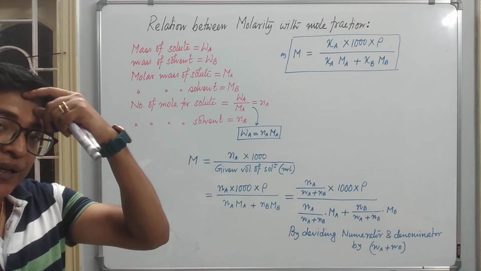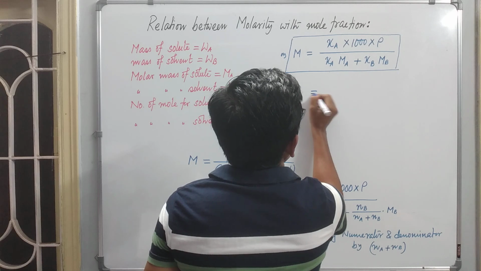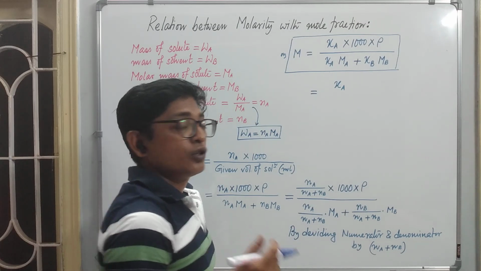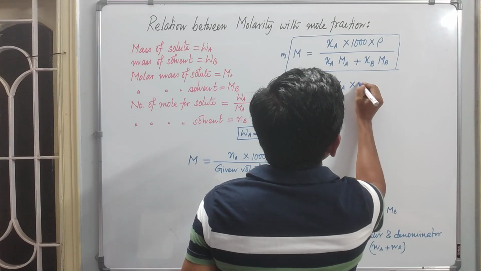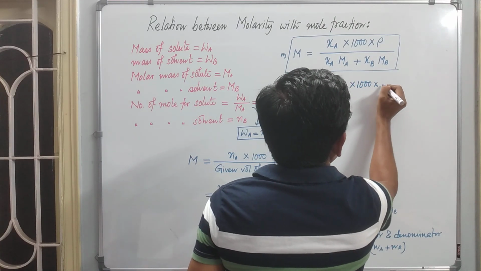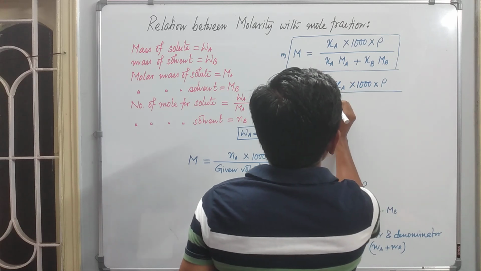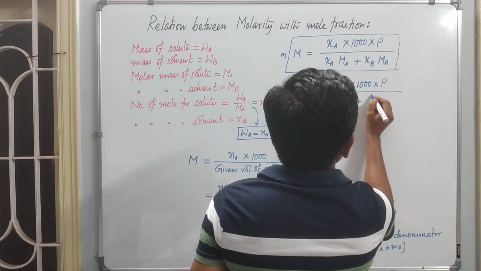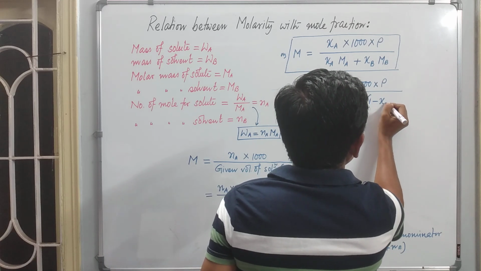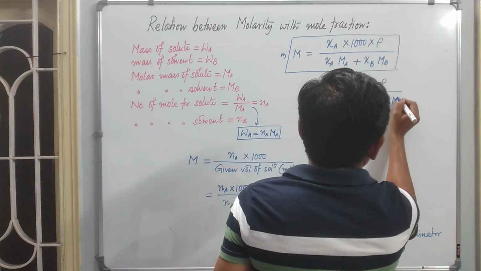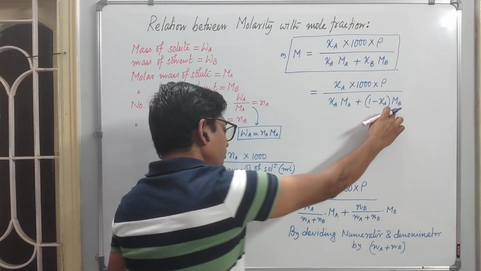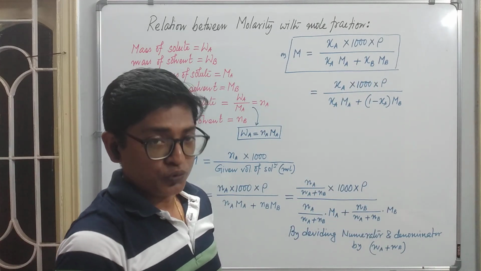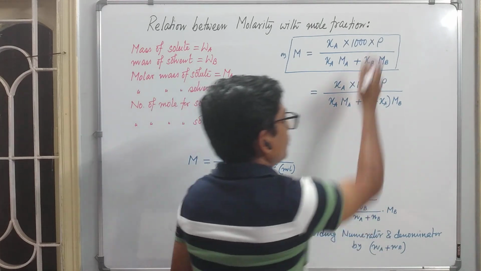If you want to simplify it a little bit, I want to get this in terms of the mole fraction of solute. Then what I can do, I can write it like this: mole fraction of A multiplied by Ma plus mole fraction of B, that can be written as 1 minus mole fraction of A. So now here you can see only we have the molar mass of the solvent, other things all are given in terms of solute. So you can use this very easily, both are synonymous.